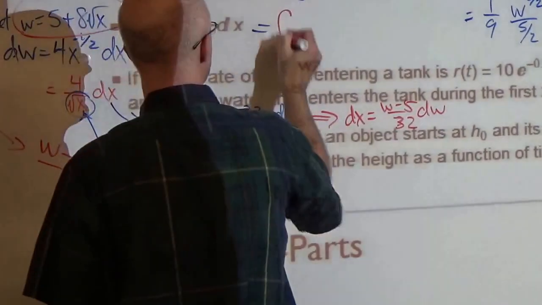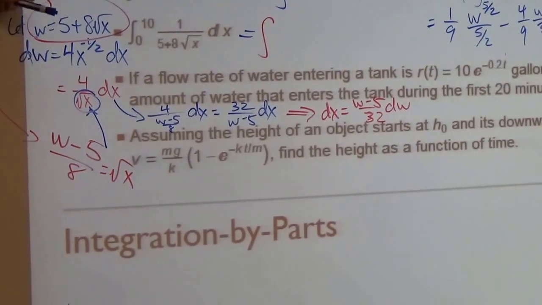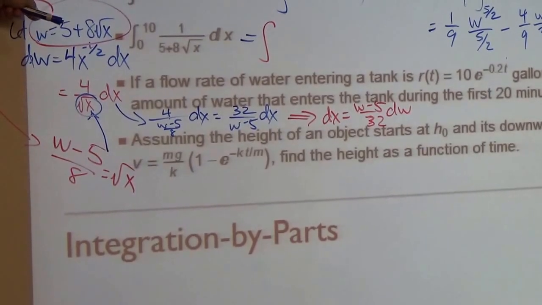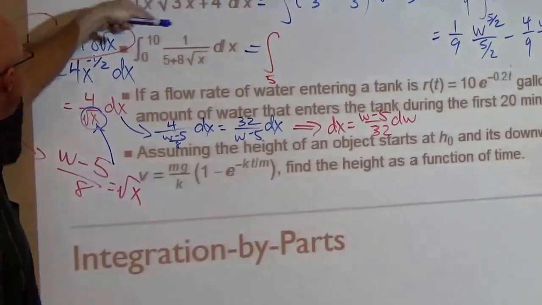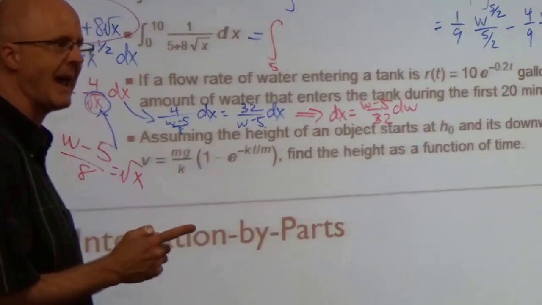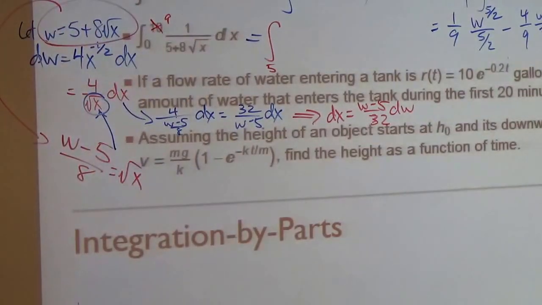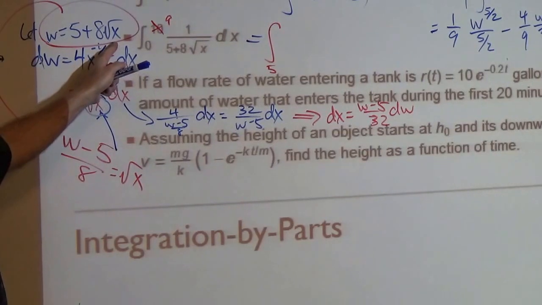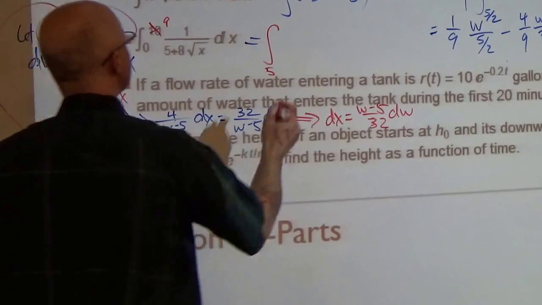It's a definite integral here, so we need to change the limits of integration. Use this equation right there. When x is 0, square root of 0 is 0, w is 5. When x is 10, actually I meant to use 9 there. I was doing it by hand with a 9, and then for some reason I typed 10. Okay, that's supposed to be a 9. Make the square root nice. Square root of 9 is 3. 3 times 8 is 24, plus 5 is 29.